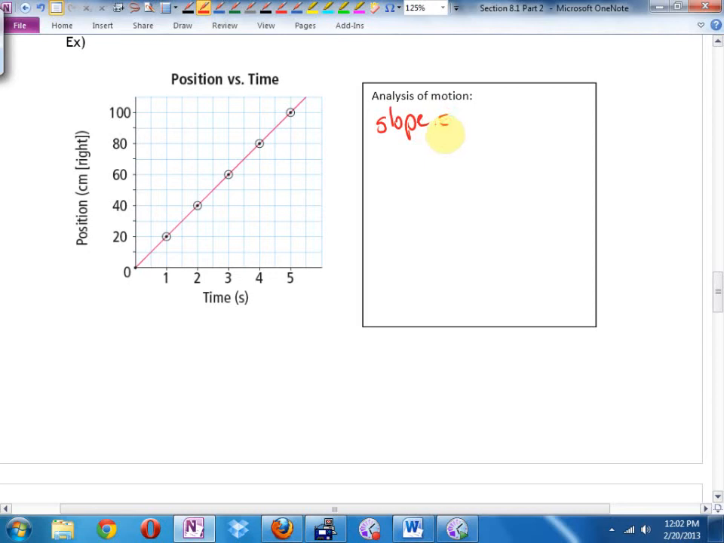Folks, what's the slope of this? You can go between any 2 points. If it goes through 0, 0, I almost always use that as my first point. And, let's use that as our second point. What's the rise? 100? Over? What's the run? 5?